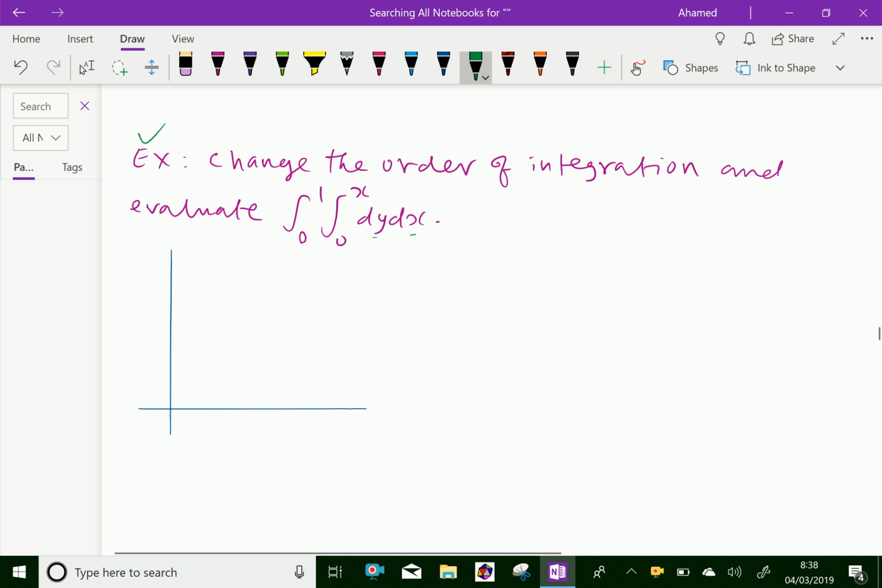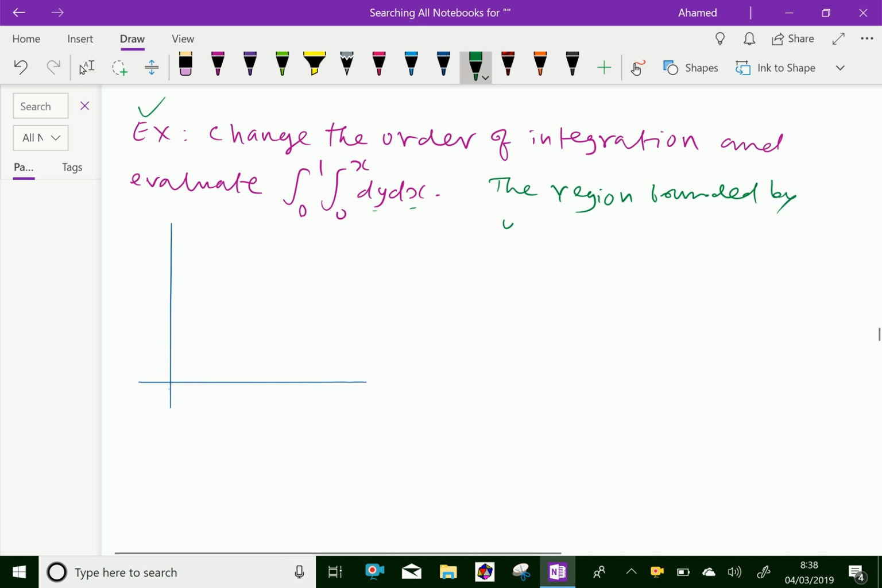So the region is bounded by y equals 0 and y equals x, and x equals 0 and x equals 1.